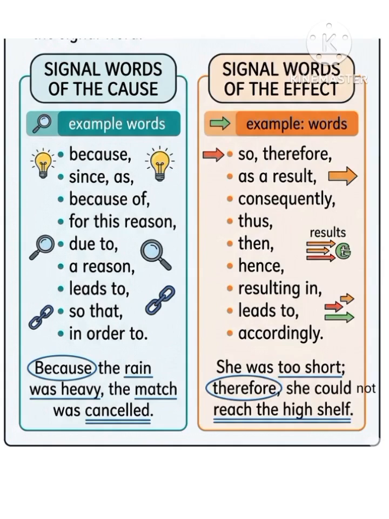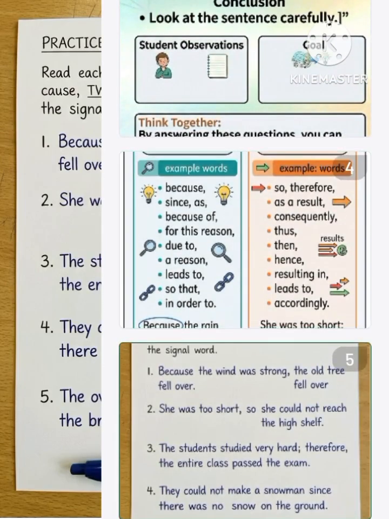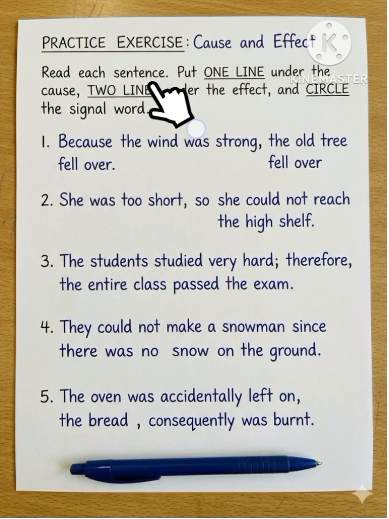Let's solve this practice exercise together. Read each sentence. Put one line under the cause, two lines under the effect, and circle the signal word. Because the wind was strong, the old tree fell over. Where is the cause? Yes, the cause is this one: because the wind was strong. The effect, what happened? The old tree fell over. Where is the signal word? Yes, because.